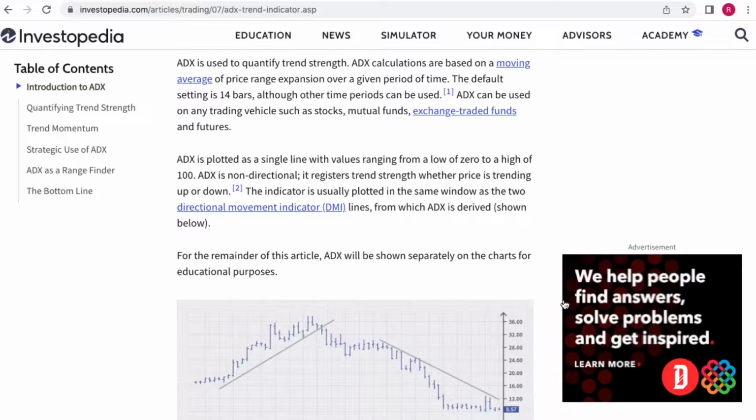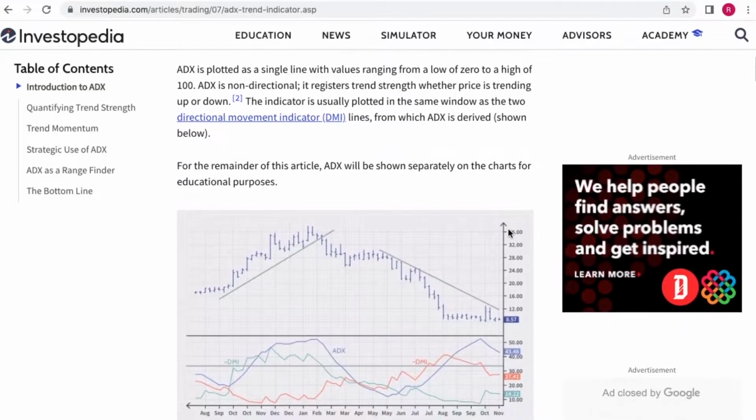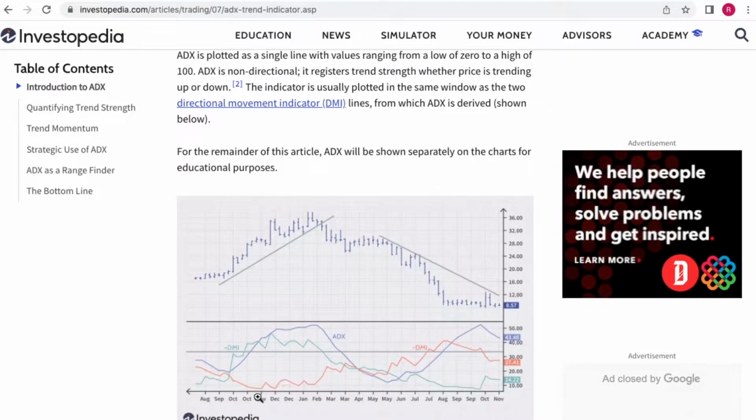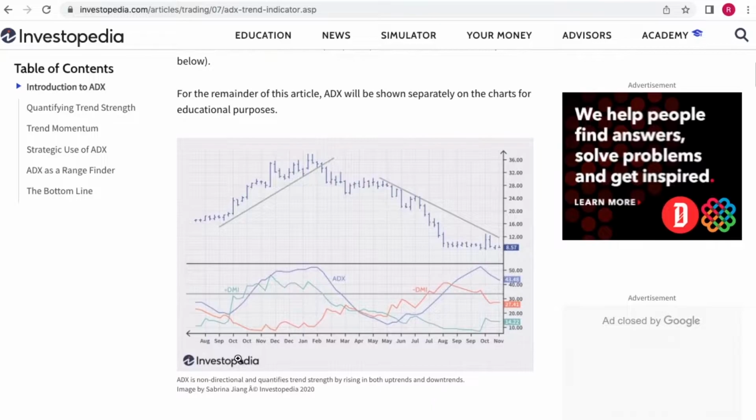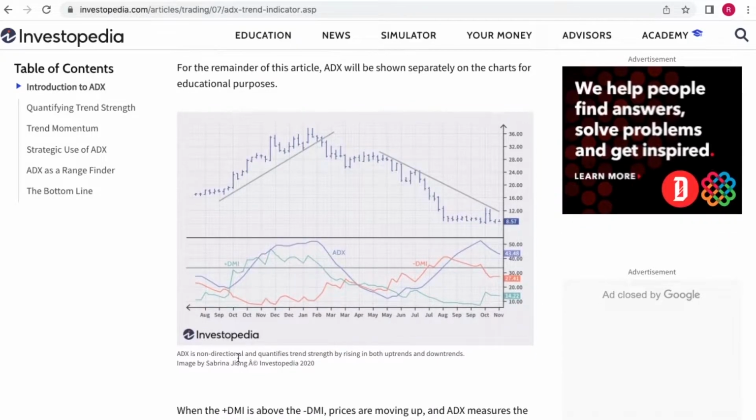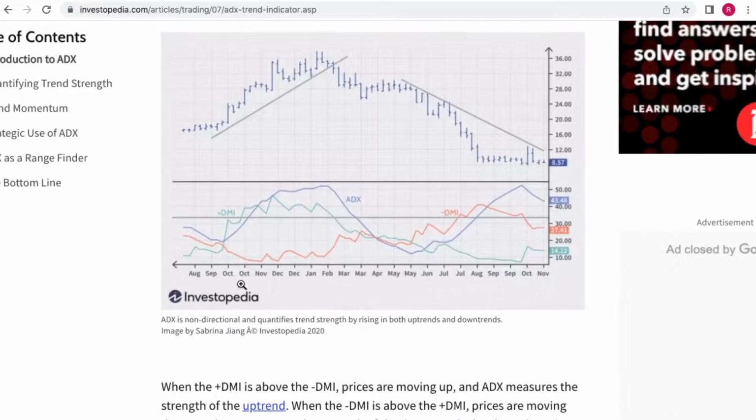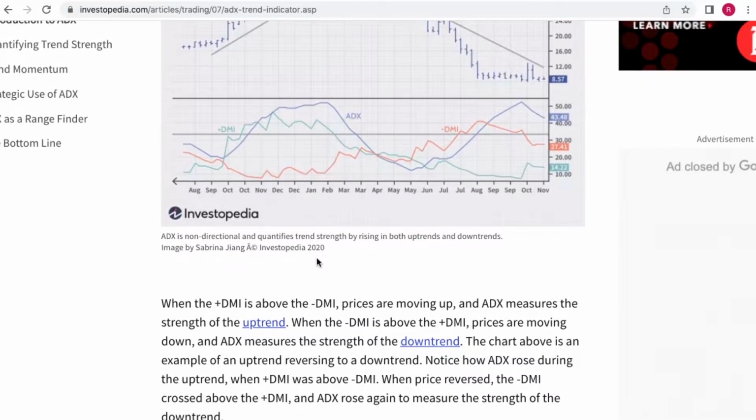As you would know, ADX is used to measure the strength of a trend and not the direction. So the average directional index has values between 0 and 100 and is plotted as a single line. Usually in the same place you also plot two other lines which are known as the directional movement indicator lines or the DMI lines. So there's a positive DMI or DMP which is shown by the green line here, and there's a negative DMI line or the DMN which is shown by the red line here.